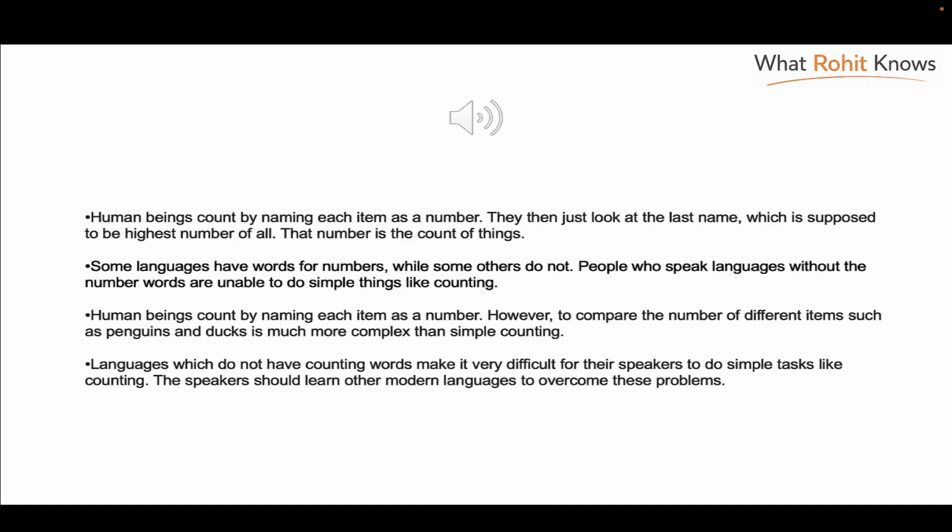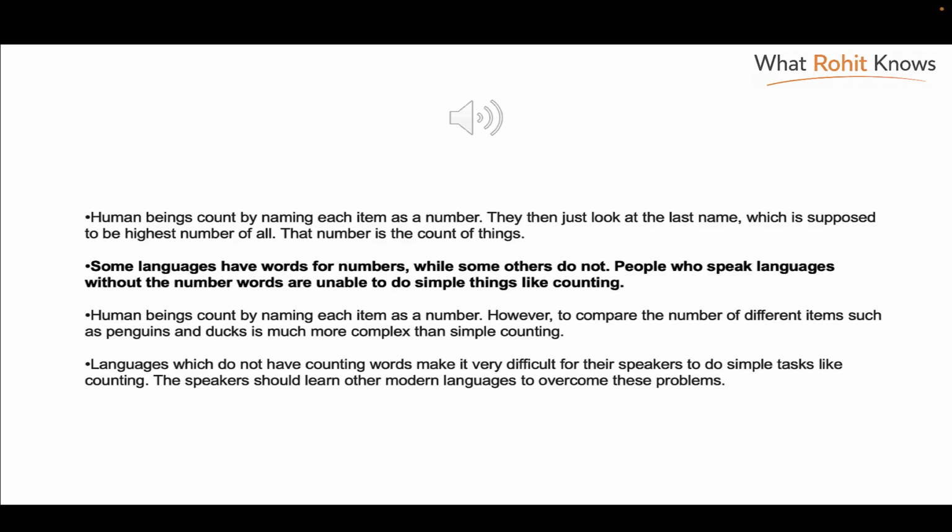The correct summary is this one, the second one. So let's look at the options. The first one, human beings count by naming each item as a number. They then just look at the last name, which is supposed to be the highest number of all. That number is the count of things. This is correct, actually. She explains how when she talks about the little counting trick that we learn. So that is correct. So this possibly, this can be an option. So we'll keep an eye on it.